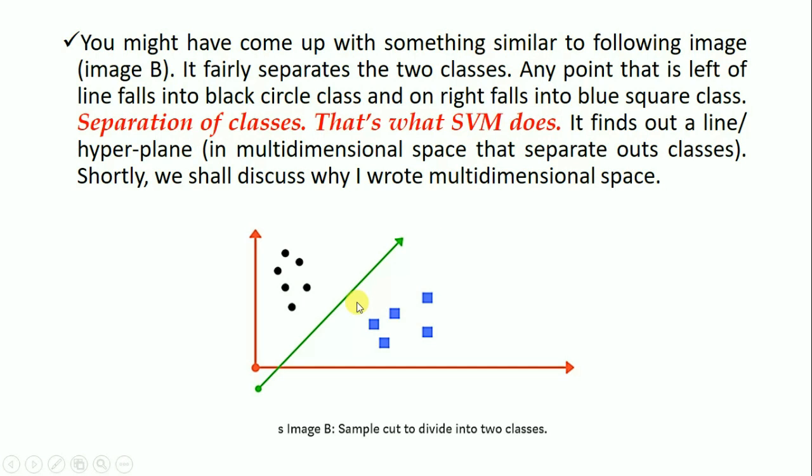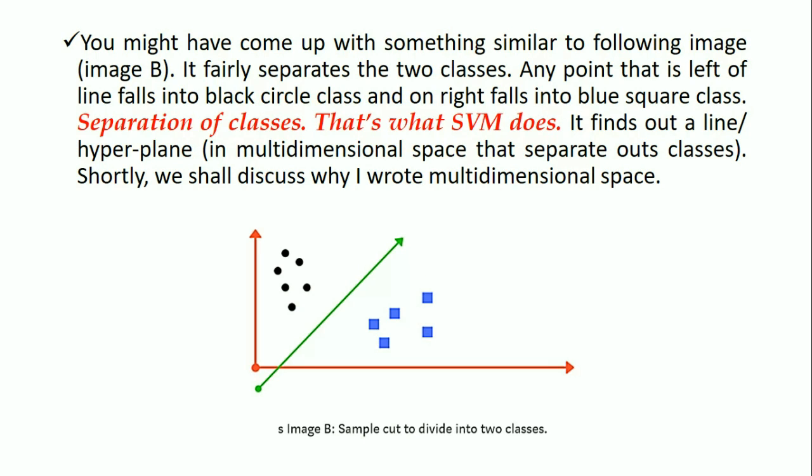So here we are separating these two classes, that is black circles and blue squares. Here we did the separation of classes. That's what SVM, that is support vector machine, does. By using this hyperplane we can divide the black circles and blue squares. So generally this is a simple separation of classes by using a hyperplane.